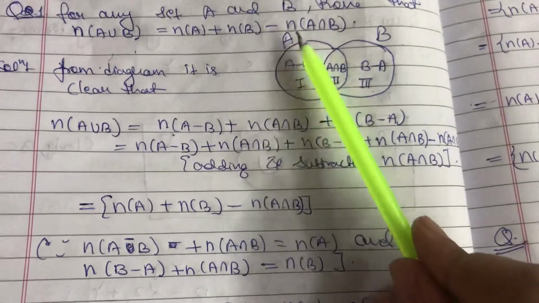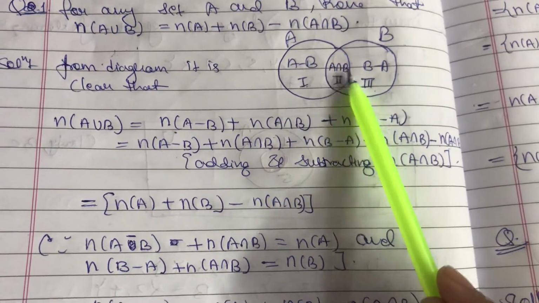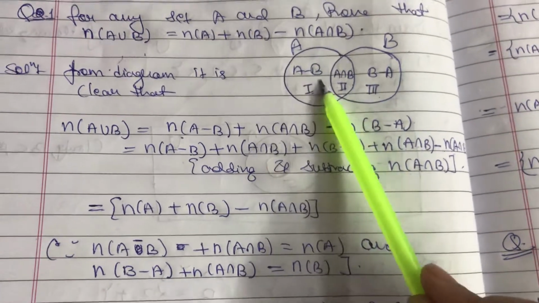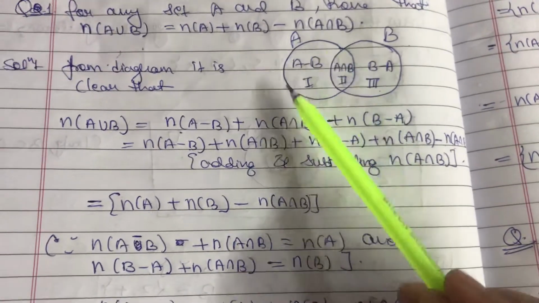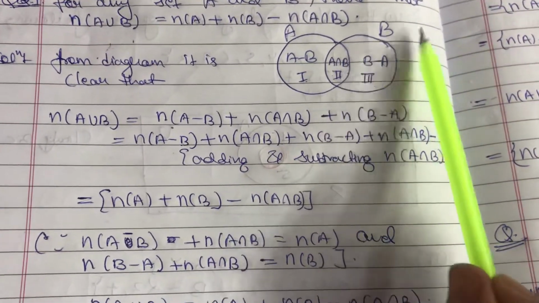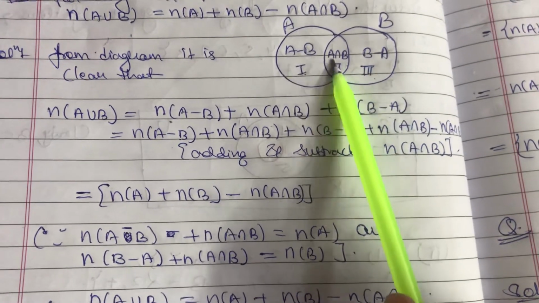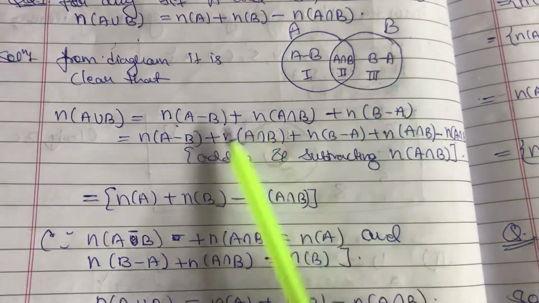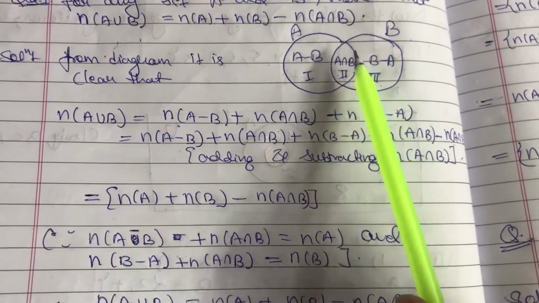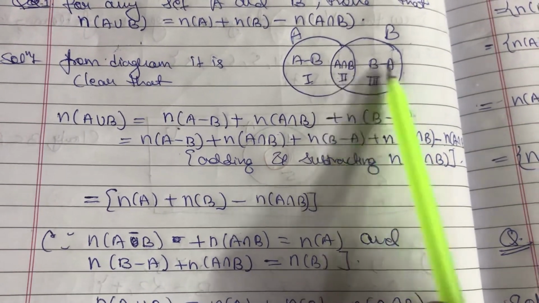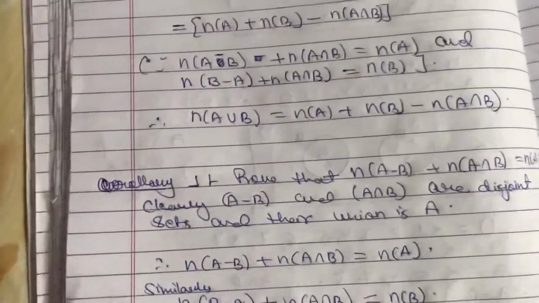So definitely n of A is equal to n of A minus B plus n of A intersection B. That is 1 plus 2 equals n of A, because they are disjoint sets. There is nothing common in between, and their union, which means n of A will be 1 plus 2. Similarly, n of B will be 3 plus 2. That is n of B minus A plus n of A intersection B. Here I am writing n as a prefix, because here I am finding the number of elements. So n of B minus A and n of A intersection B. So these are the two corollaries.